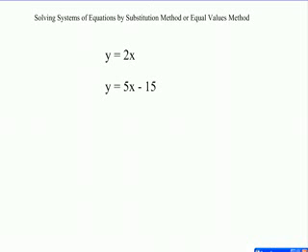We have y equals and y equals. So we can set whatever y equals to each other. So if y equals 2x and y also equals 5x minus 15, that means we can set the 2x and the 5x minus 15 equal to each other.